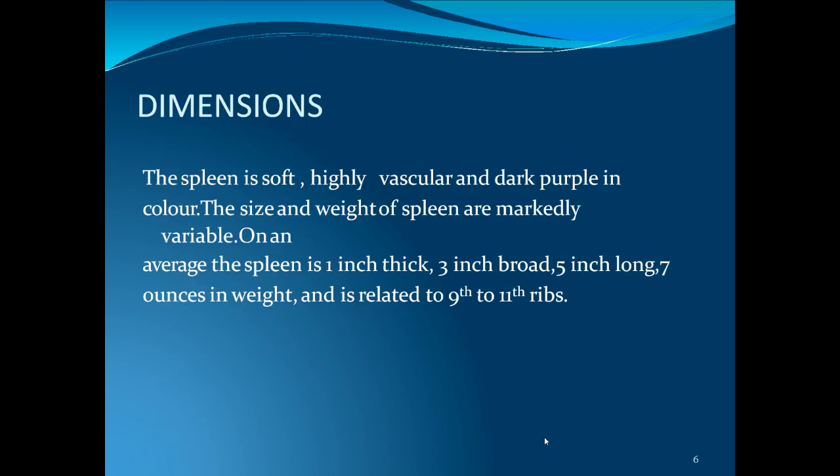Now we'll see the dimensions. The spleen is soft, highly vascular, and dark purple in color. The size and weight of the spleen are markedly variable. The average spleen is 1 inch thick, 3 inches broad, 5 inches long, 7 ounces in weight, and related to the 9th to 11th ribs.